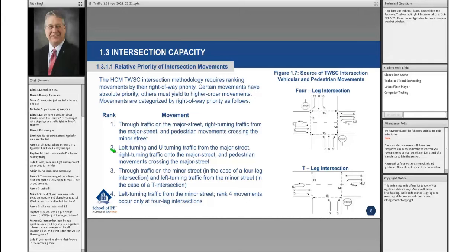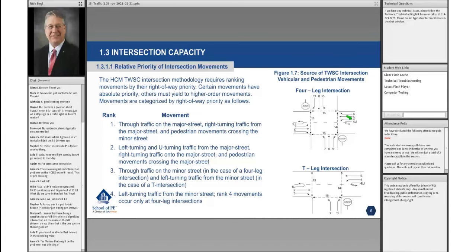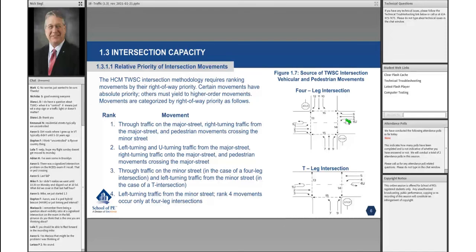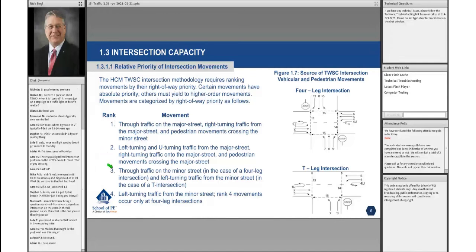Going down to the second rank, we would have left-turning and U-turning traffic from the major street. Here we see movement number 4 and number 4U, if you look closely. Also movement number 1 is the left turn, and 1U is the U-turn. And then associated with that, we have the pedestrian movements crossing the major street. Those would have the second rank, or second priority.